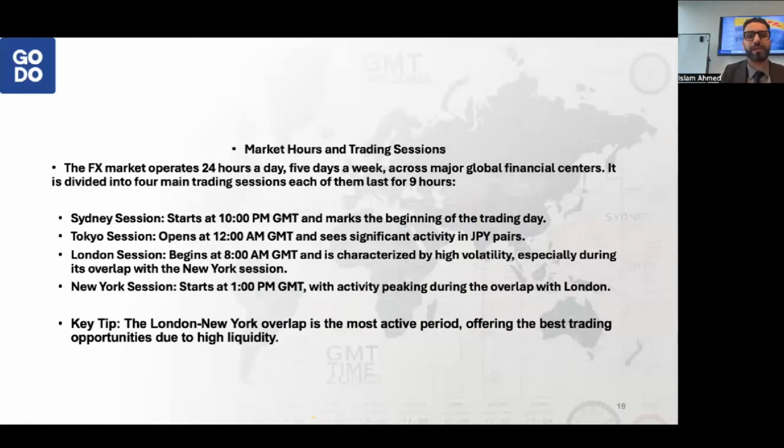Tokyo starts at 12, then the London session at 8 a.m., which will be around 12 p.m. Dubai time. I'm not sure what the time difference is between here and Bangladesh. Are we ahead by 2 hours, or are they? It's 7:30 there. Okay, so around 2 your time, you will have the London session, and around 7, you will have the New York session.